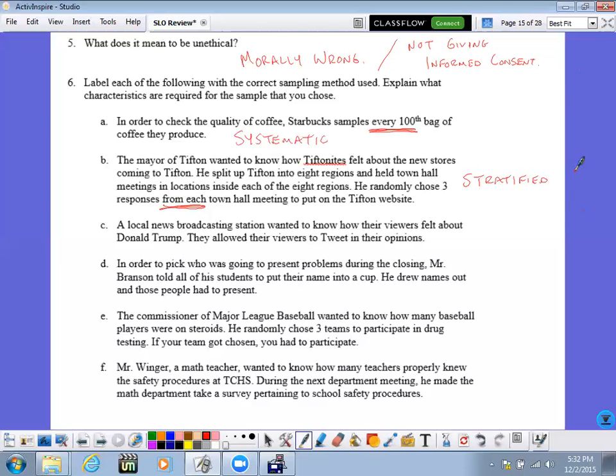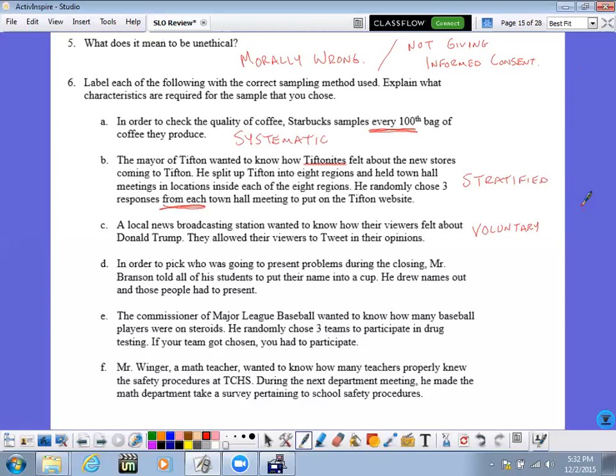Letter C, it says a local news broadcasting station wanted to know how their viewers felt about Donald Trump. They allowed their viewers to tweet in their opinions. There's no randomness about it. You're only going to be able to be part of this if you watch that local news. So there's no randomness about it. And you have to tweet, so therefore it is voluntary. It's a voluntary, non-random sample.